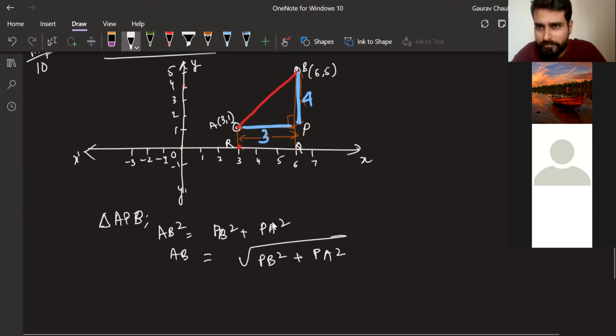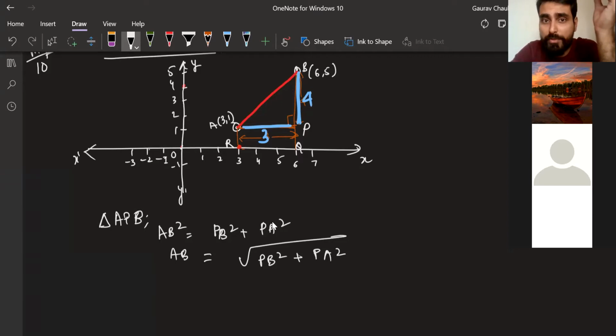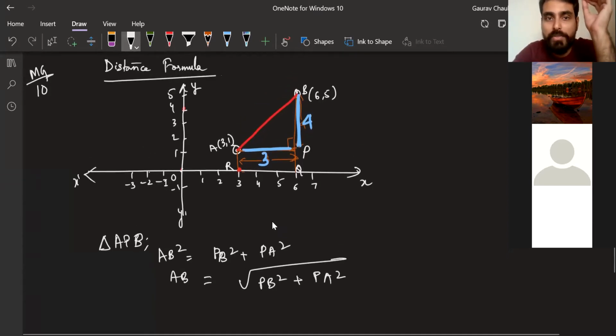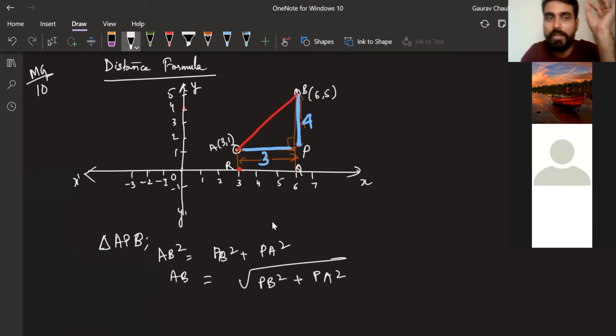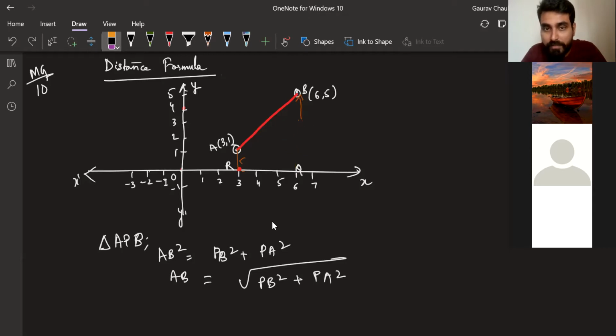Now, what are we going to do? We have to derive a formula. We can't use 6531 and all. We have to derive a formula which will work for everything. So what are we going to do right now? Forget this for a minute. Forget the coordinates for a minute. These coordinates should be general, right?